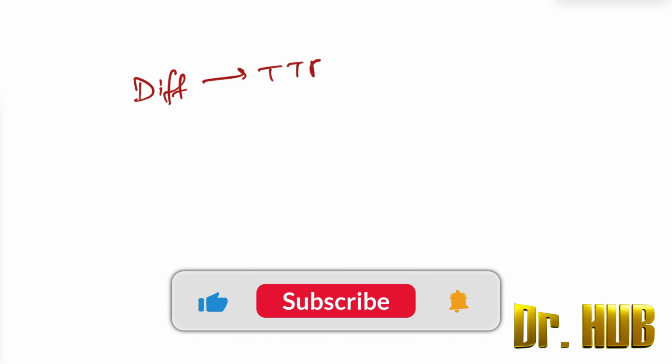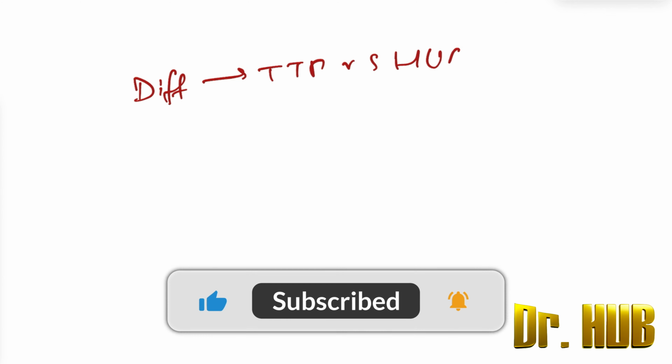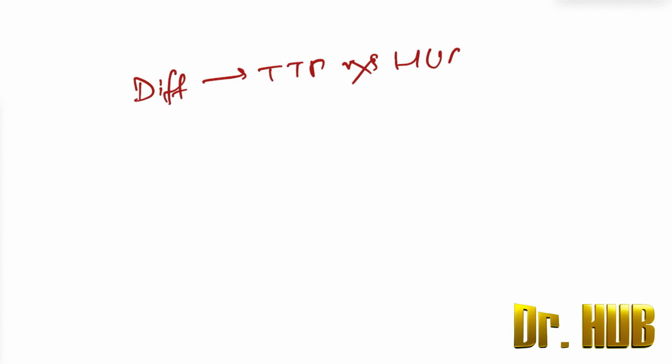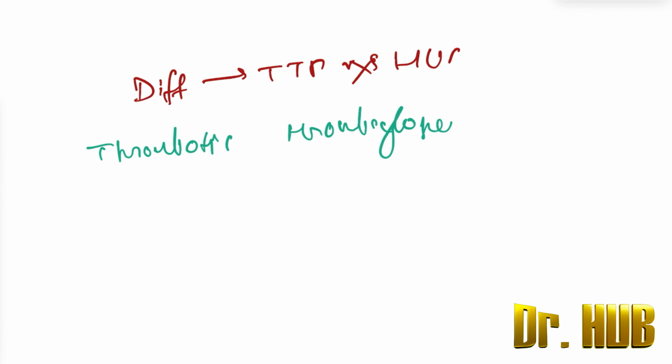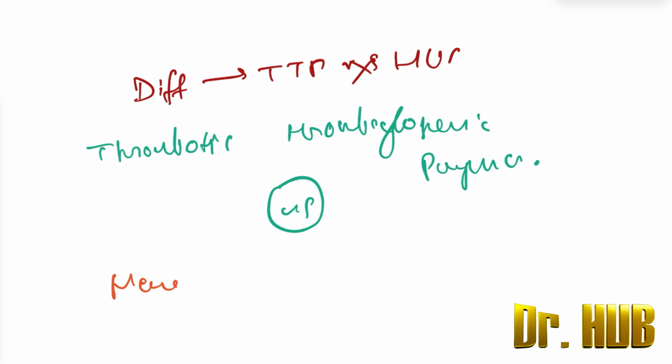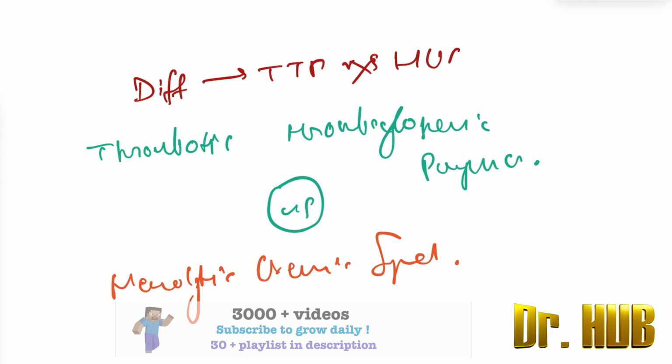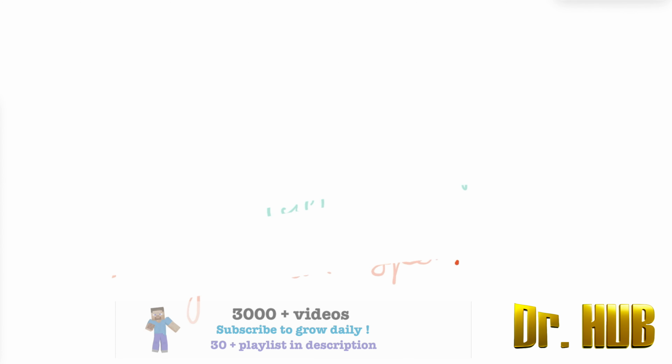Going to look at the difference. So we are going to differentiate the TTP versus the HUS. So what is the TTP and what is HUS? The TTP stands for thrombotic thrombocytopenic purpura, versus the HUS, which is the hemolytic uremic syndrome. So now let's dive into it.